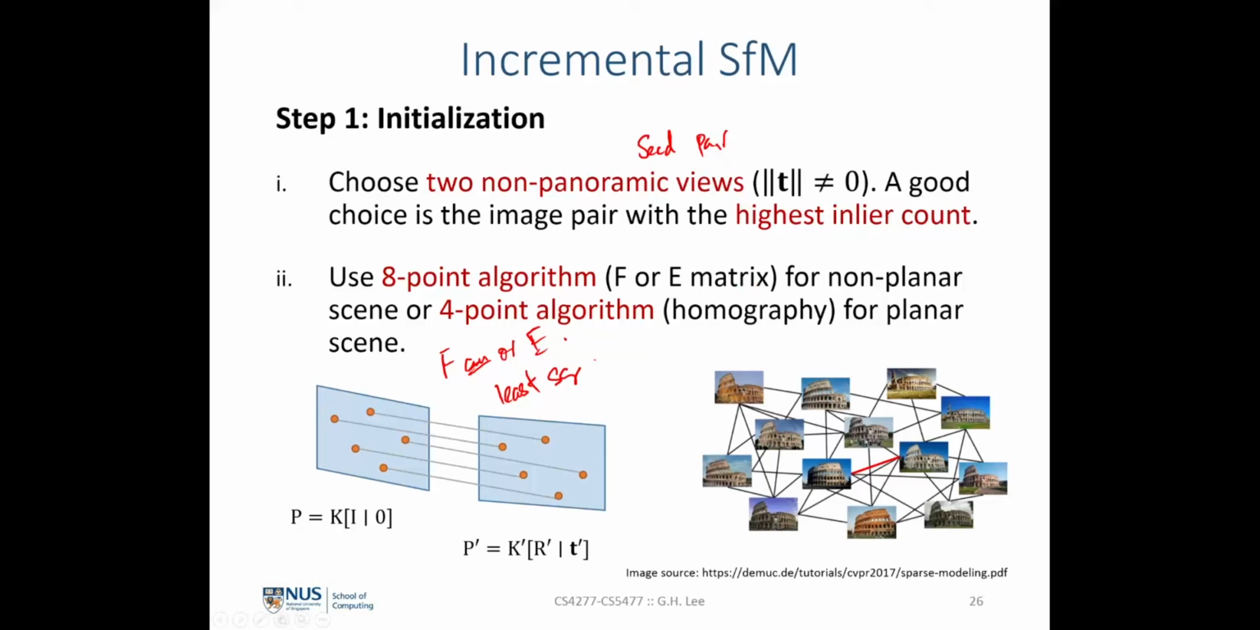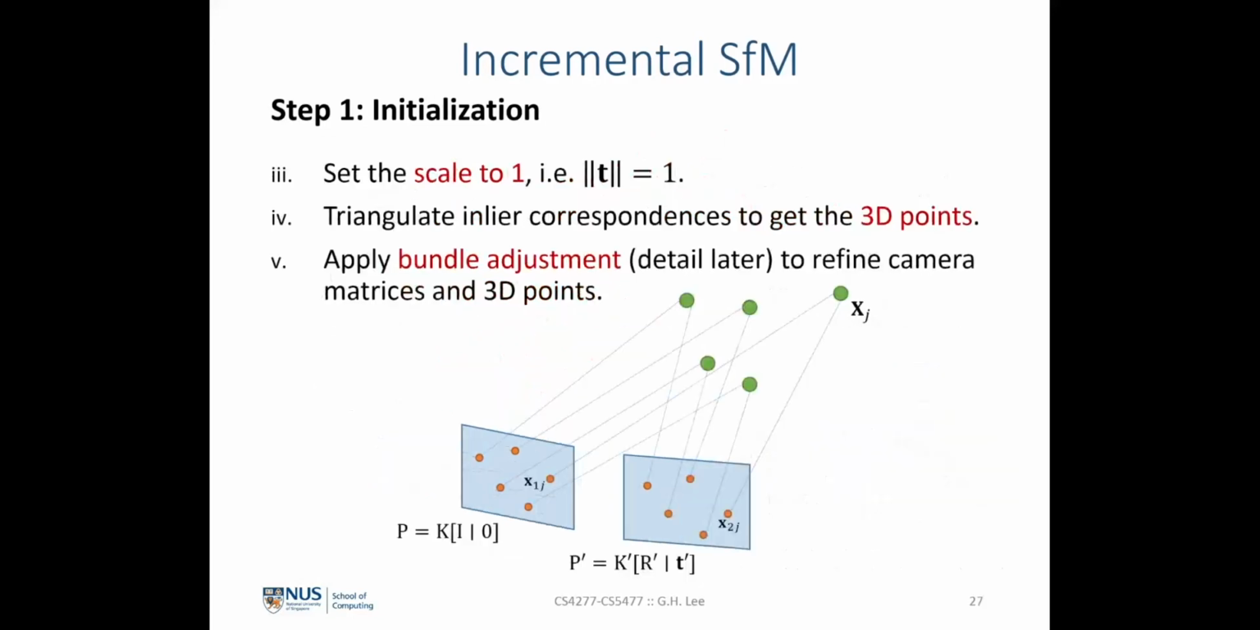After we have chosen this seed pair, the next thing to do would be to use the 8-point algorithm to compute the fundamental matrix or the essential matrix for a non-planar scene. Alternatively, we can also use the 4-point algorithm to compute the homography for a planar scene. In both cases, we can decompose the fundamental matrix, essential matrix, or the homography into the camera matrices for these first two views. We'll also set the scale to 1.